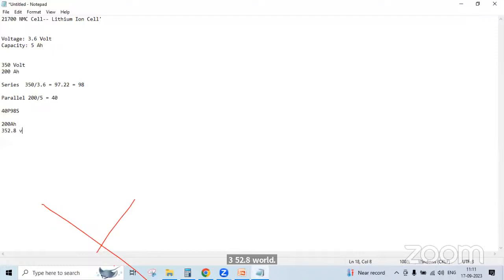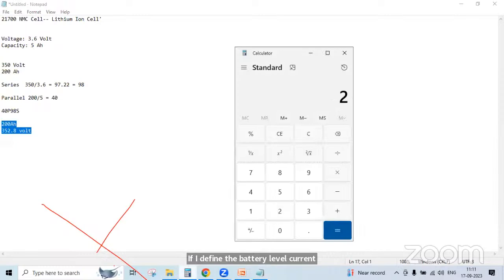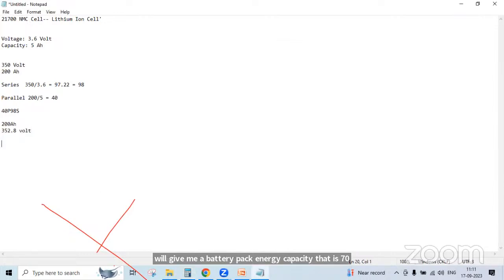352.8 volt. If I multiply the battery level current capacity and the battery level voltage, then it will give me the battery pack energy capacity, that is 70,560 watt hour, and that means 70.560 kilowatt hour. Clear, everyone?